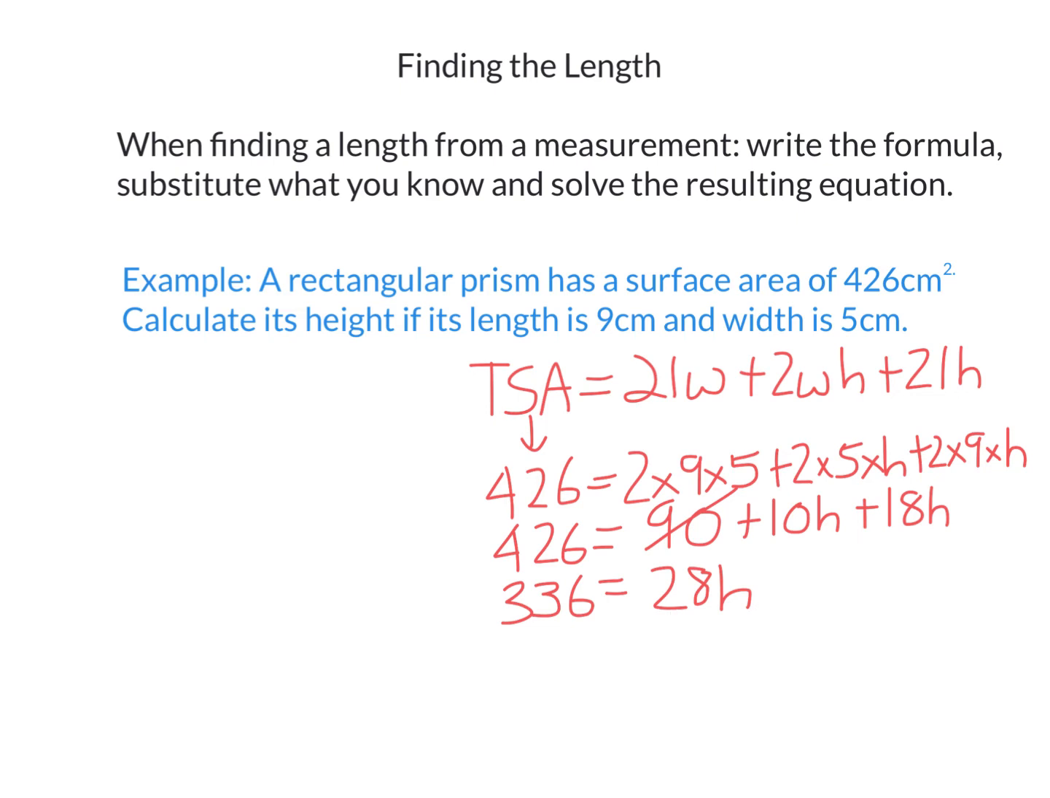28 times H is 336. If I want to know what H is, I have to undo timesing by 28 by dividing by 28. So 336 divided by 28 is 12. The height of this prism is 12.